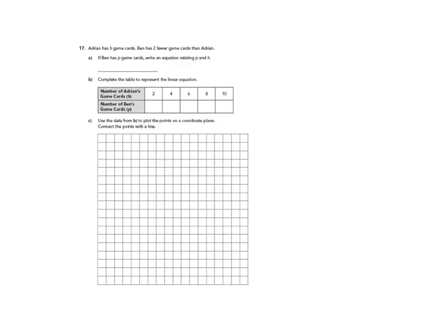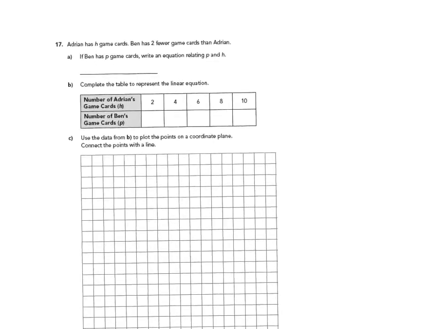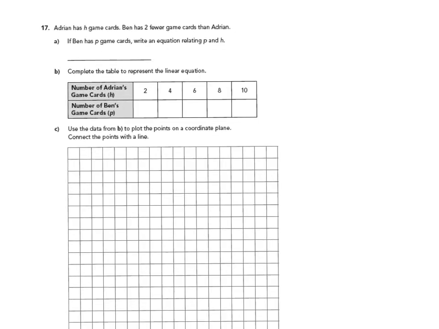Why don't you try this one and pause it, and then we'll go through it. It says Adrian has H card games. Ben has 2 fewer than Adrian. If Ben has P, write an equation relating P and H. Then they tell you how many Adrian has, how many does Ben have, and then you can actually plot them. So why don't you pause it here, and then we'll go over it.